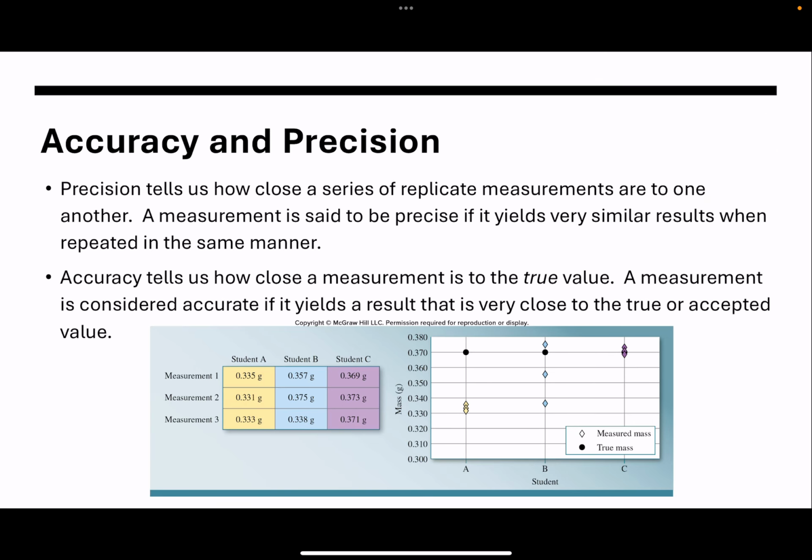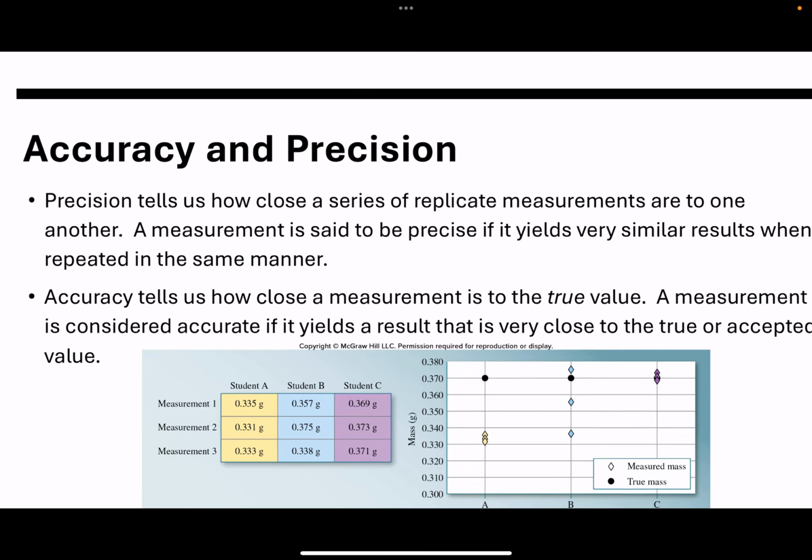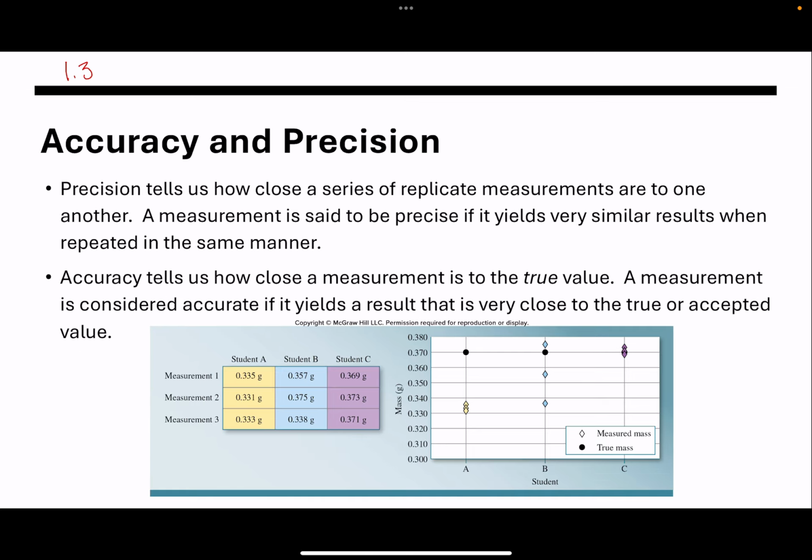Okay, so here is our last video for week one, and we actually have one more quick topic from 1.3 to do, and that is accuracy and precision. We were talking about the measurements in 1.3 and significant figures. And the purpose of measurements: there are two ways to describe measurements, with accuracy or with precision.